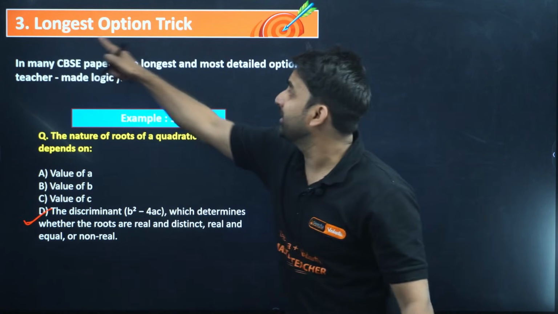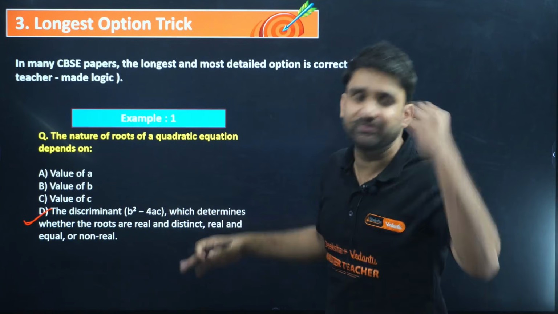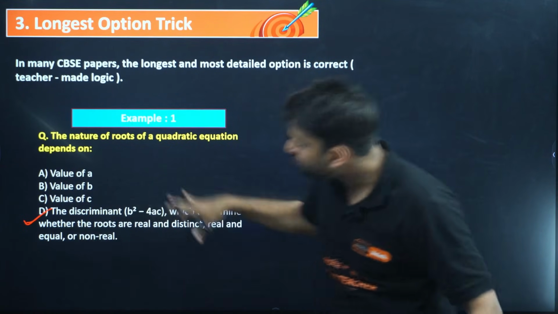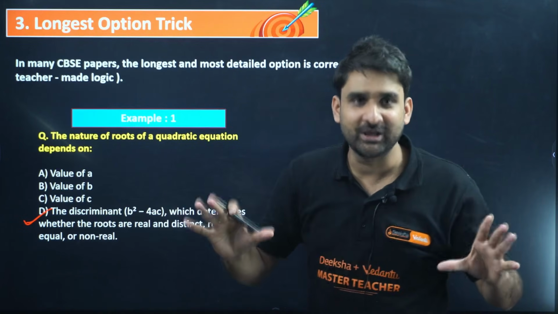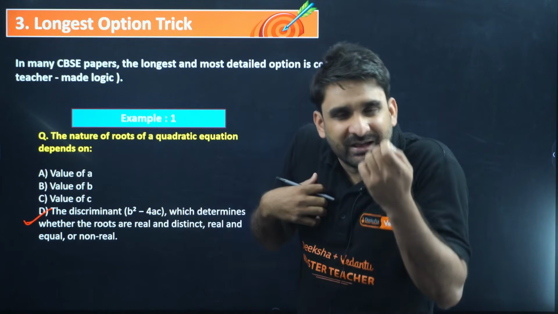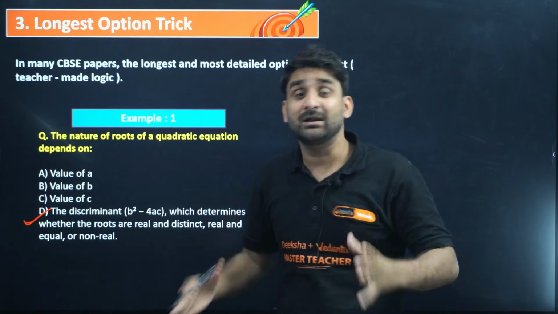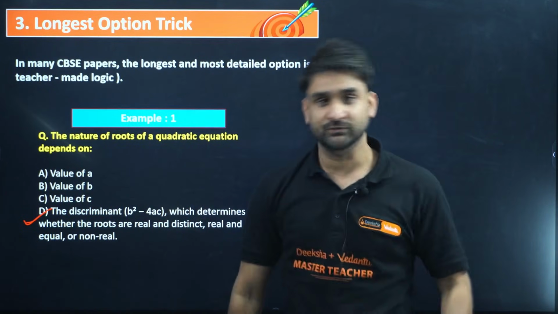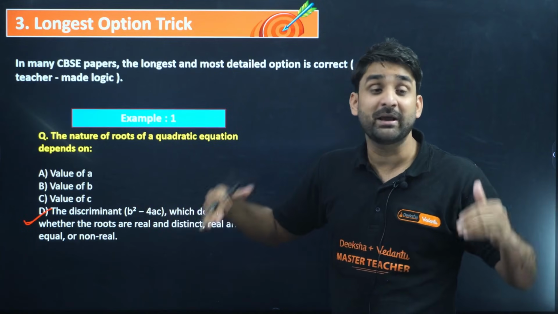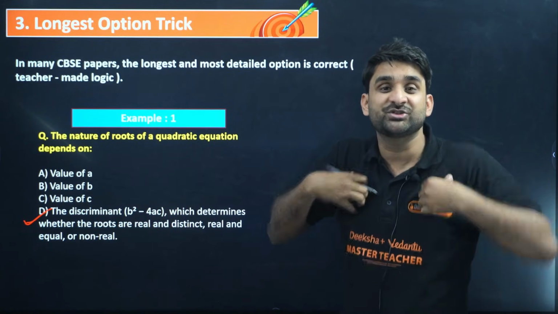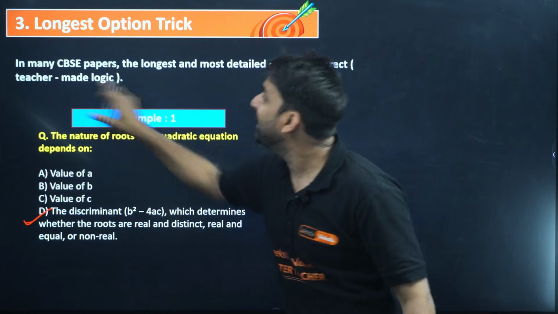So that is the longest option trick. It will not always be true, but most of the time it is found that the longest option would be correct. So you can prioritize it, but I'm just giving you tricks and hacks you can apply. It is not mandatory that this would always be correct, no, but it might work. This is just my guess, whatever I got after researching and analyzing the question papers. So this is called teacher-made logic, my dear.